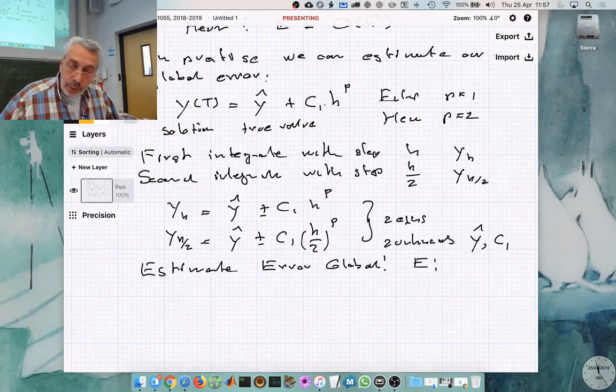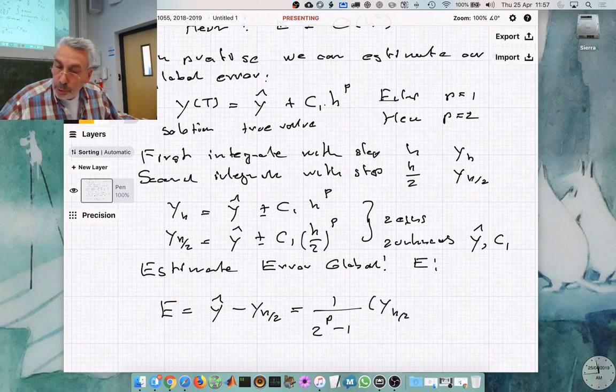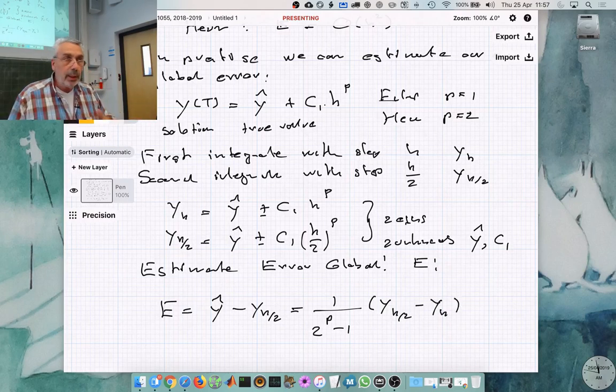Well, from these two equations we can say, well, apparently the global error is this y hat minus the y, and then we take the most accurate result. We can say, what are they approximately? Well, it's 1 over 2 to the power p minus 1 times y h over 2 minus yh. So that gives us a bound for the global error. This is just simply the solution of these two equations. Not simply, because we have the plus minus, so the only thing we can say is about the error we have. It should also be like the absolute value.